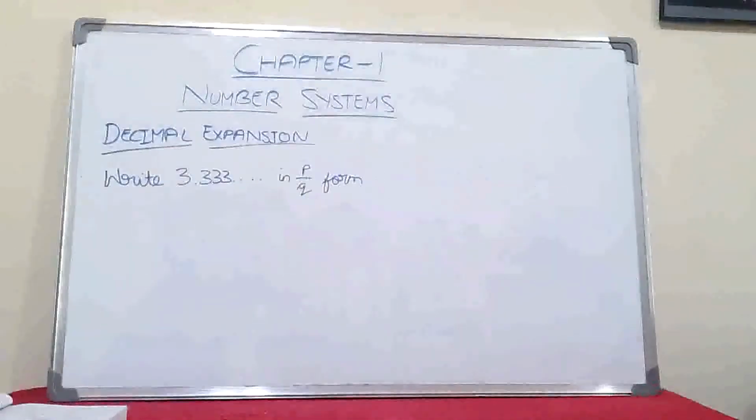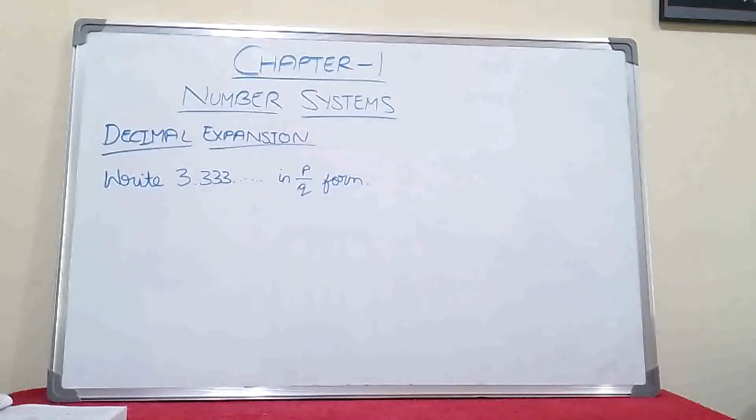Now the question arises: how do we write a non-terminating recurring decimal in the P by Q form? We know that this decimal does not end, but it keeps repeating itself. So we know it's a rational number. Now how do we write this in the P by Q form?